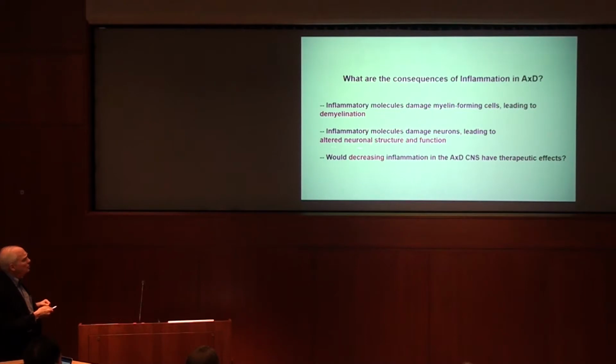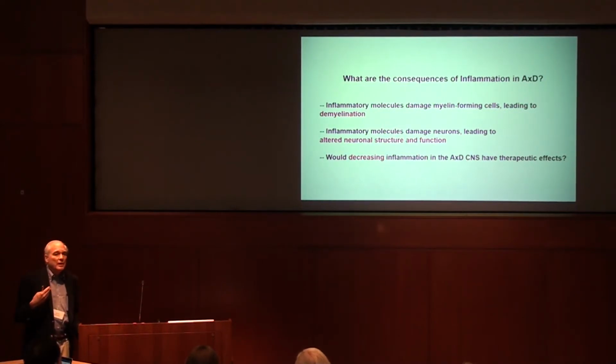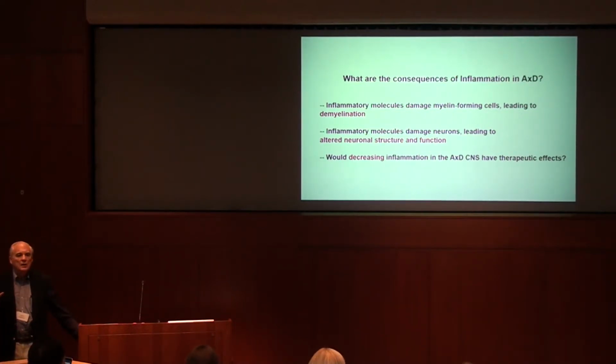Basically, you can alter neuronal structure and particularly neuronal function. You can alter synapse formation. You can alter the physiological properties of the neurons and make them more excitable. In that way, turn them into cells that may contribute to seizures.